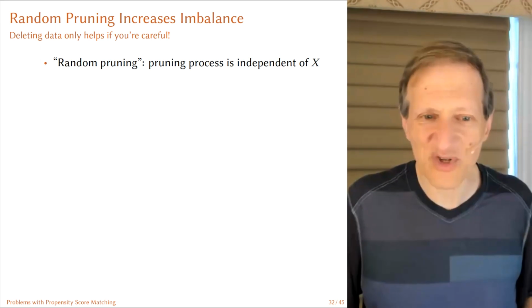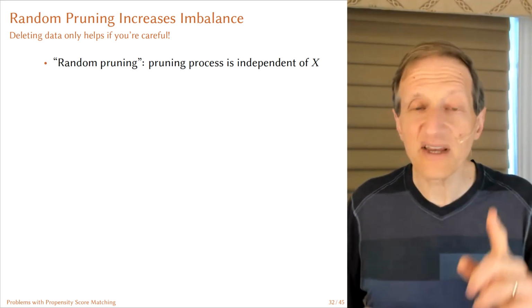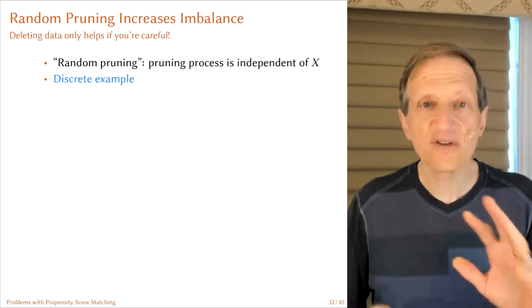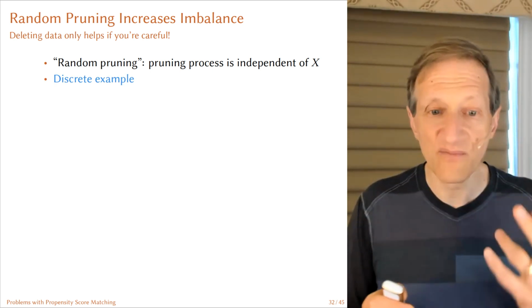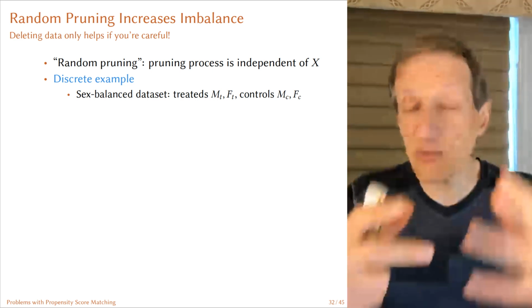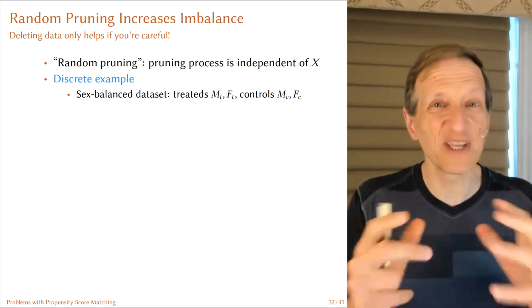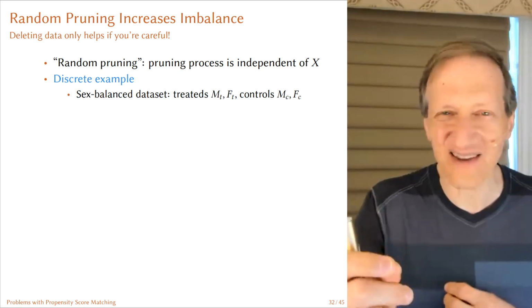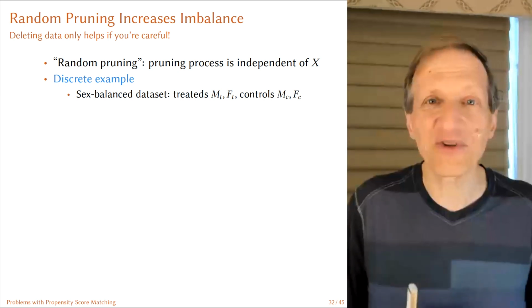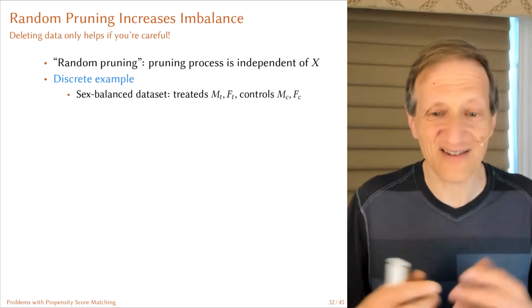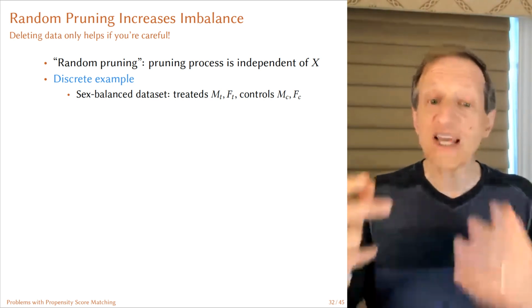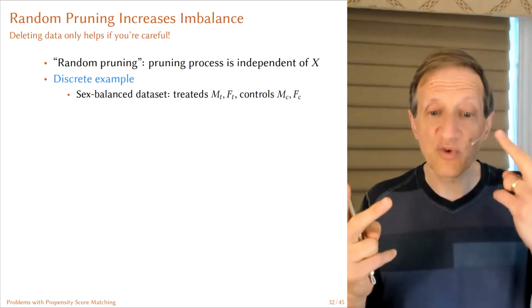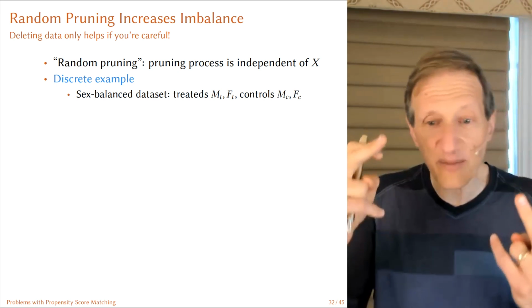But let's look at it more precisely. Random pruning is by definition a process that is independent of X. So here's a very simple example which is discrete. It's the simplest possible case. Remember, following that rule of methods, in order to really understand methodology, if you have a particular question, look for the simplest possible case. So here's what I think is the simplest possible case. We have a sex-balanced data set. So we have two treateds and two controls. We have a male and a female and a male and a female.